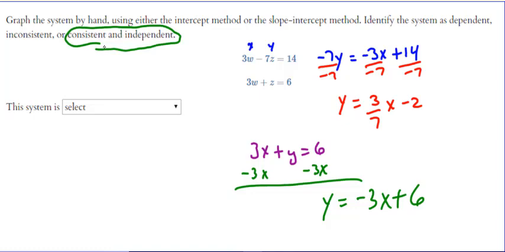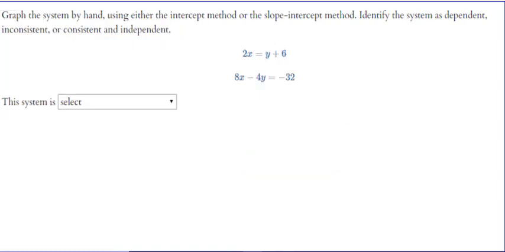Okay. Now, let's look at another one. We're going to do the same thing. These are x and y, so we don't have to worry about that. So we're going to put everything back in slope-intercept form. So I'm going to take that 6 to the other side. So y equals 2x. If that's a positive 6, when I take it to the other side, it's got to become a negative 6, right?